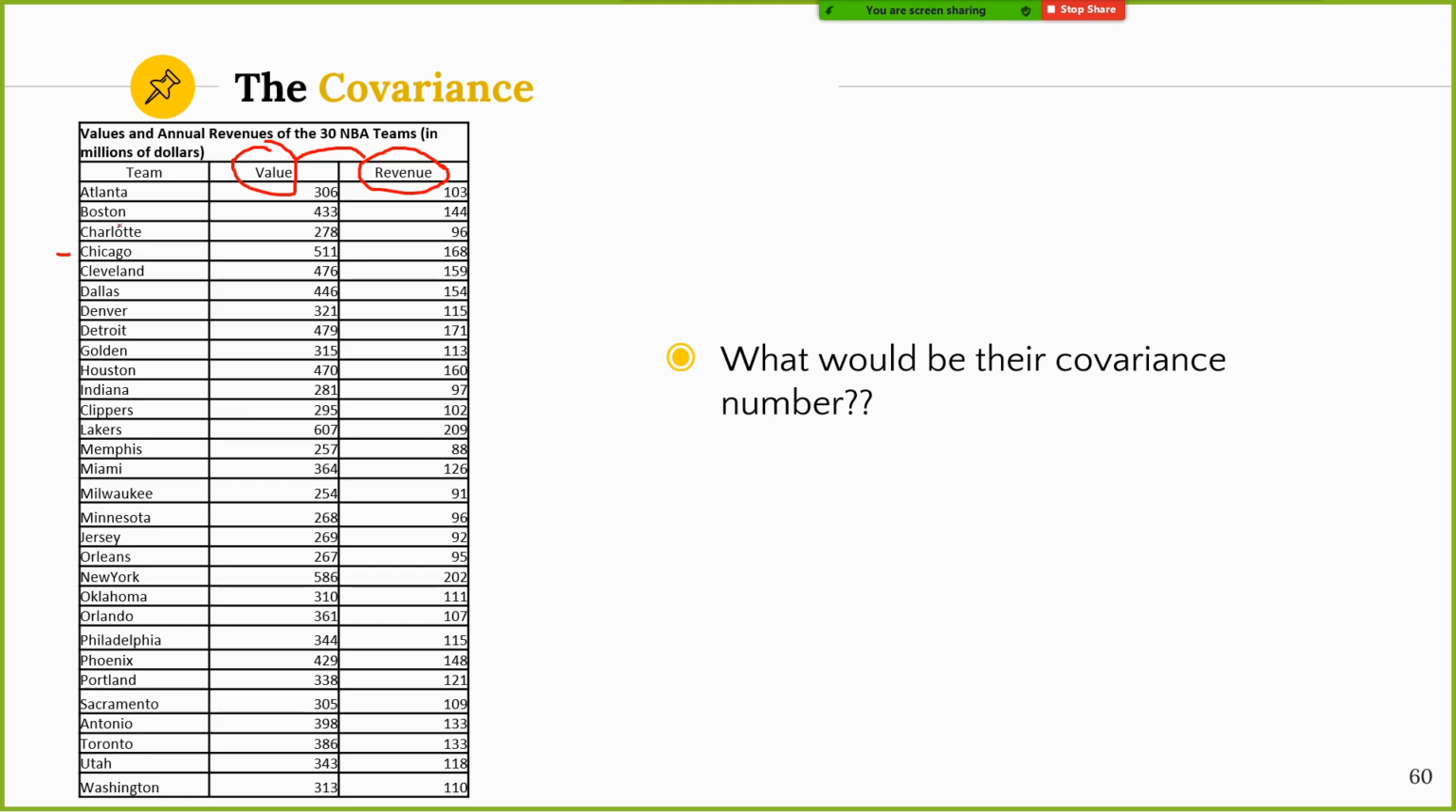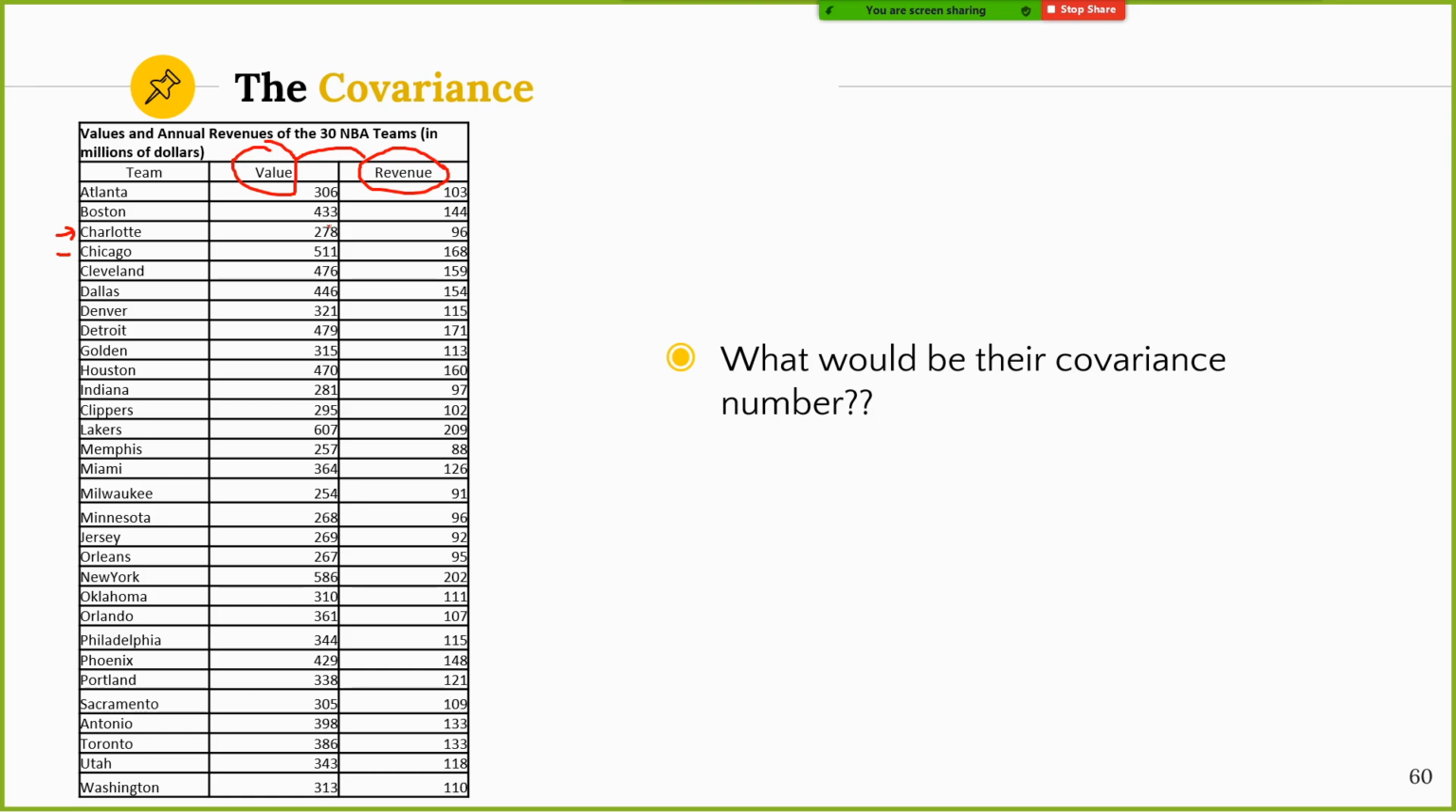Let's say you own this one, Carlet. You know that your value is 200, which compared to the others is quite low, and your revenue is also lower than the others. So you want to know, if I increase my value, let's say by hiring more talented players or by creating a good stadium, will it also increase my revenue?